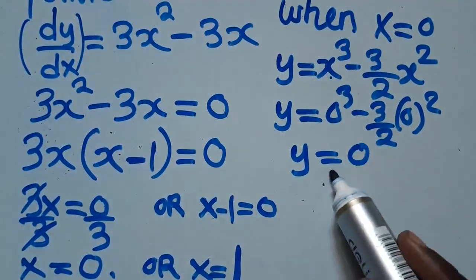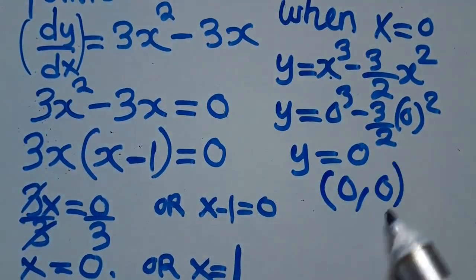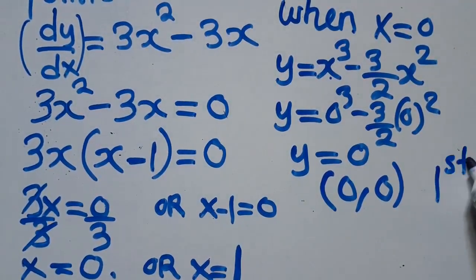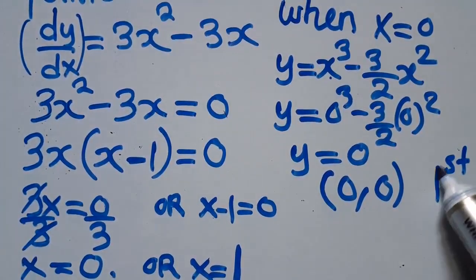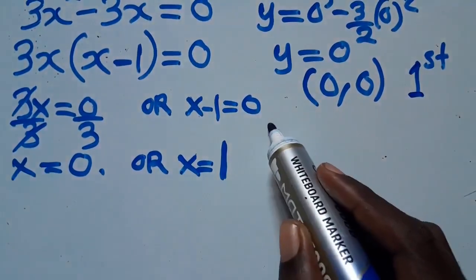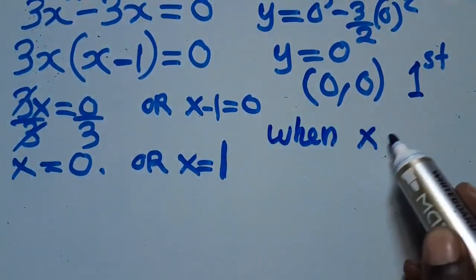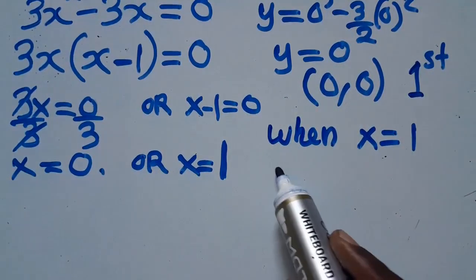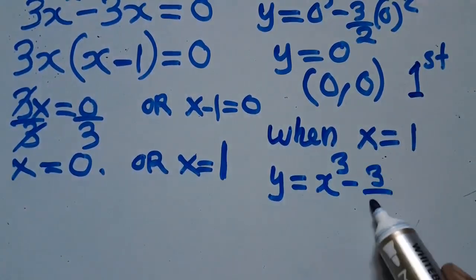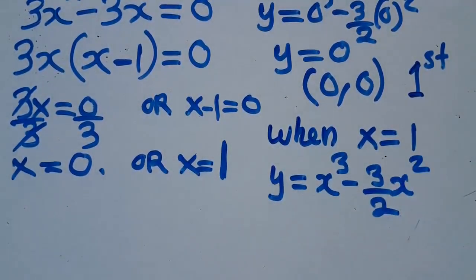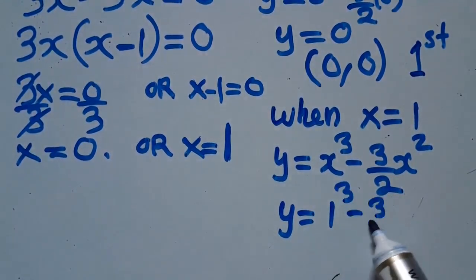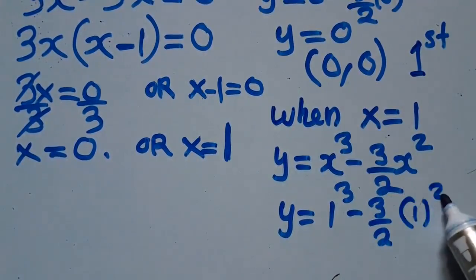So what's the coordinate? x is 0, and y we found is 0. We found the first coordinate. Then the other coordinate that we need to find now is where x is 1. So when x is 1, in the equation y is equal to x cubed minus 3 over 2 x squared, where there is x, you put 1.